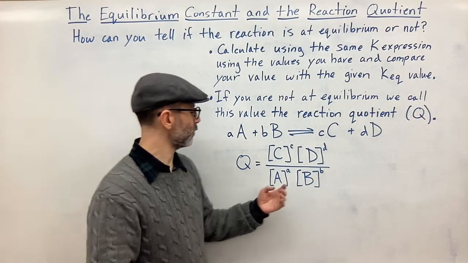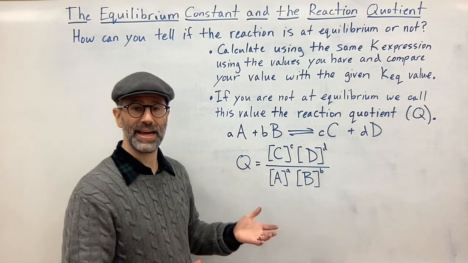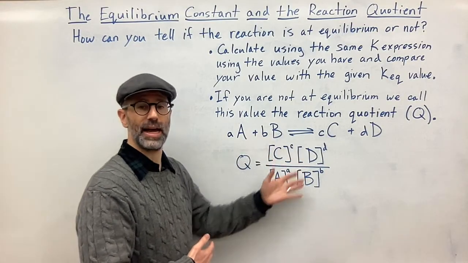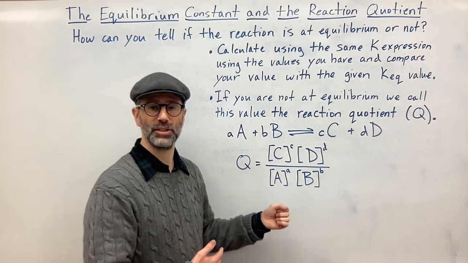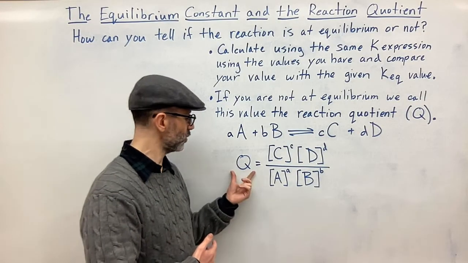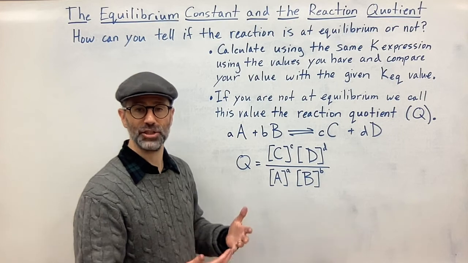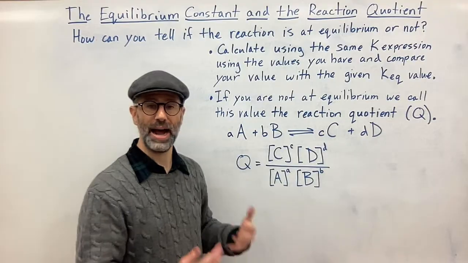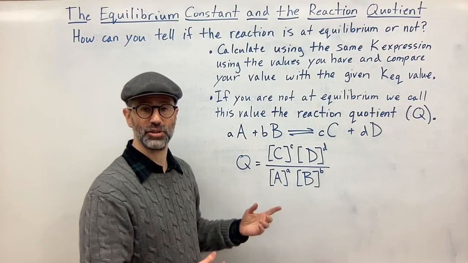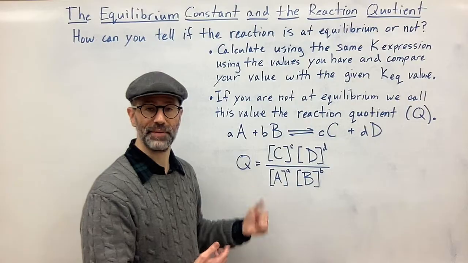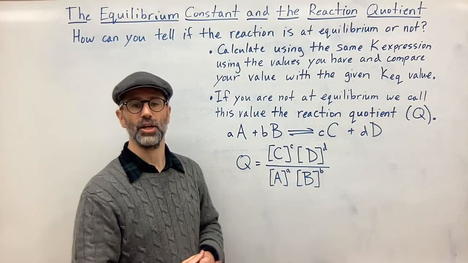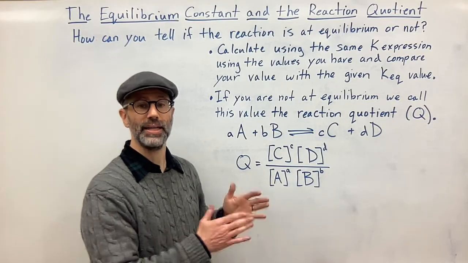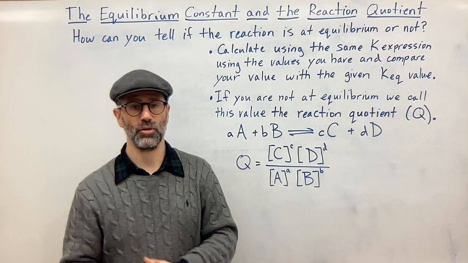So again, the only difference between Q and K is that Q is for substances or reactants that are not at their equilibrium concentrations, right? So that's Q. And if the substances are at their equilibrium concentrations, then that is going to be K. Okay, so that's the only difference between Q and K. Q is for concentrations not at equilibrium. K is for concentrations that are at equilibrium.